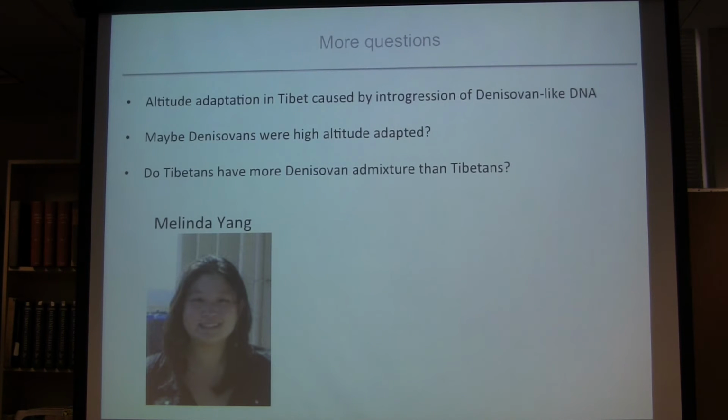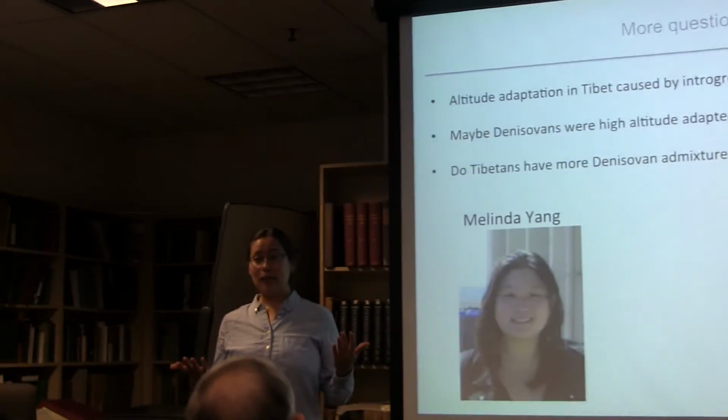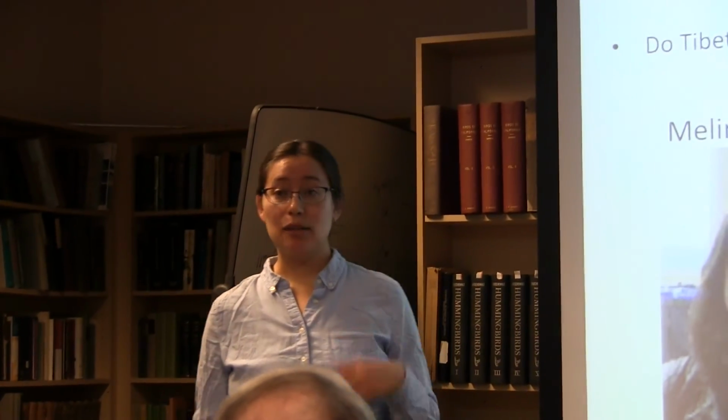like the Han? Melinda, a fabulous grad student, has done some preliminary analysis, and that has shown that that's not the case. There are similar levels of Denisovan admixture in Tibetans as there is in Han. So what we think is that this haplotype was probably drifting in the ancestral population of the Tibetan population and the Han population, and then when Tibetans moved to high altitude, it became selected, and it was really selection that drove it to high frequency.